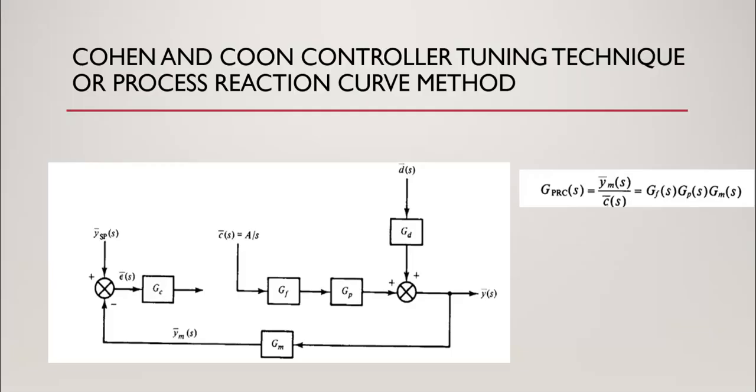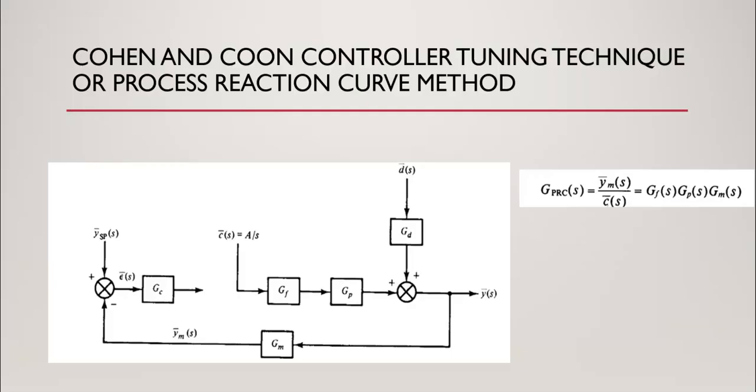One of the semi-empirical controller tuning techniques is the Cohen and Coon controller tuning technique, which is also known as the process reaction curve method. It is a semi-empirical method. They have used the theoretical background as well as adopted some experimental results also. That's why it is known as a semi-empirical technique.